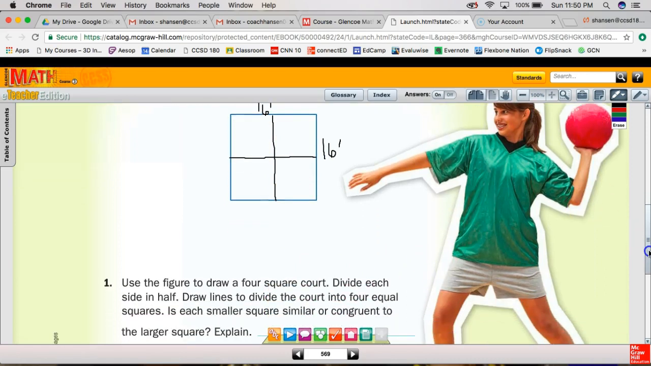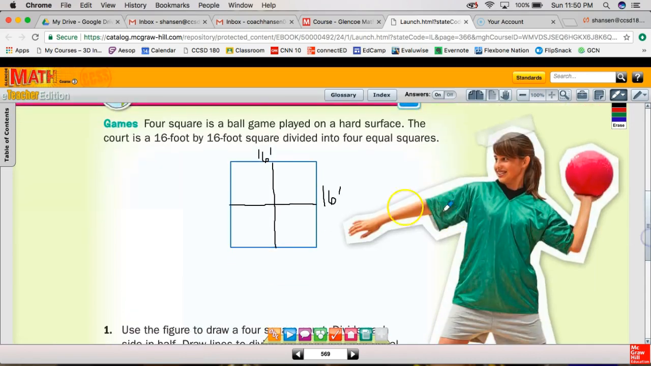And so here's what we've got. Is each smaller square similar or congruent to the larger square? Explain. All right, so here's the deal. Square, 16 by 16. If I divide this into four pieces, and I cut this side in half, this side should be 8 and this side should be 8. Basically, all of these squares are 8 by 8, right? And because the big square is 16 by 16 and the small square is 8 by 8, if I was reducing the big square to one of the small squares, I would be reducing it by a scale factor of 1/2.